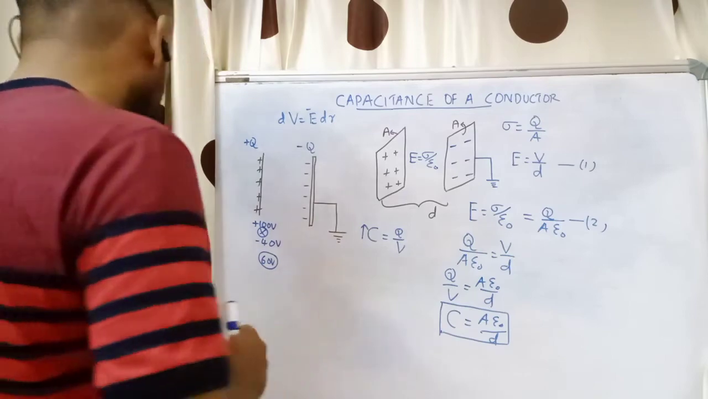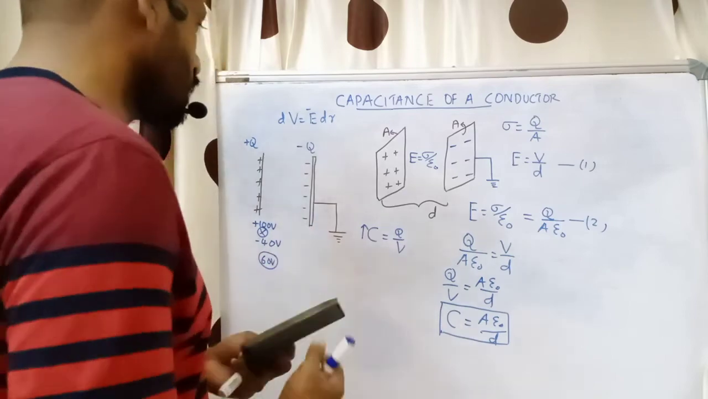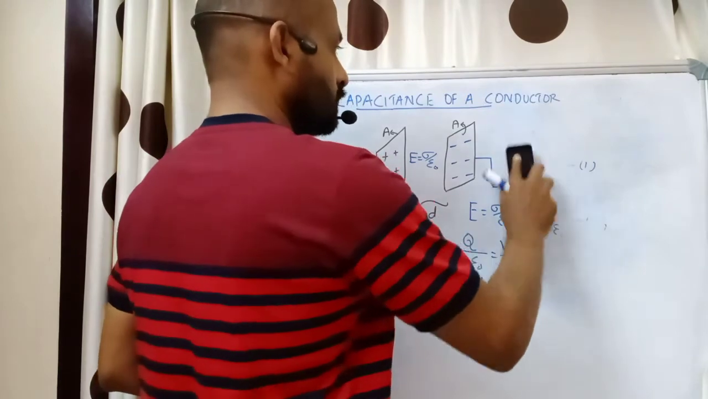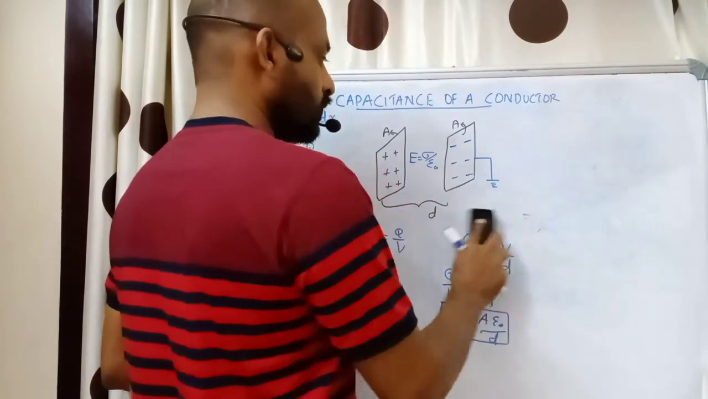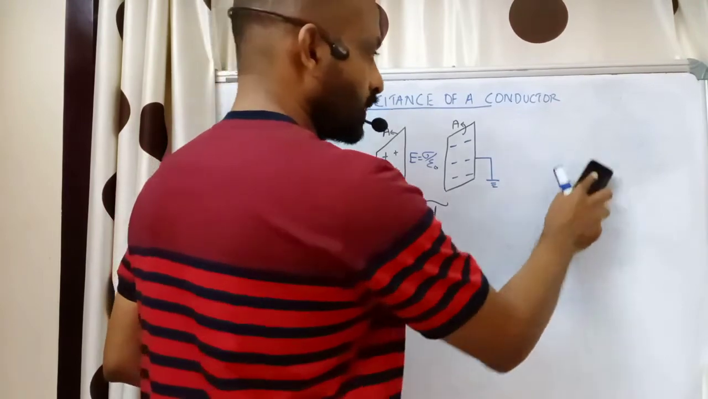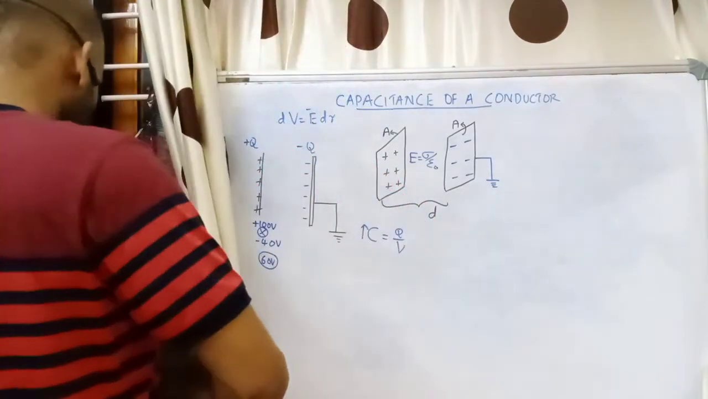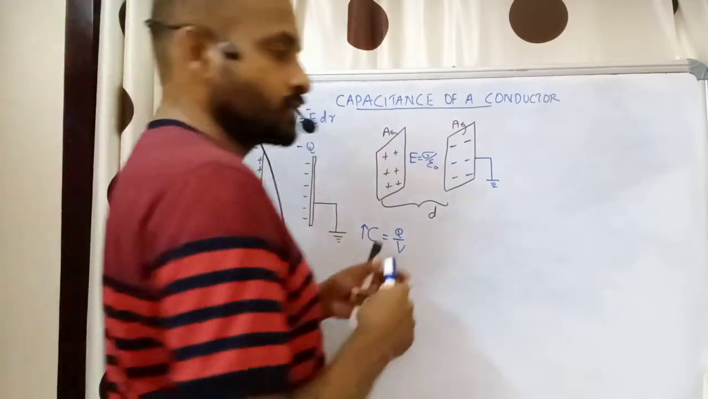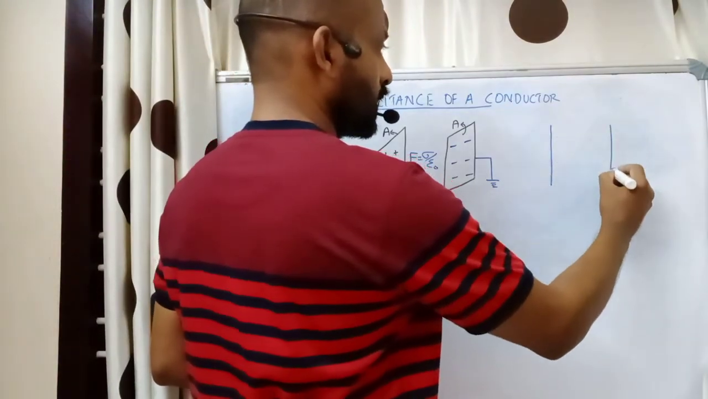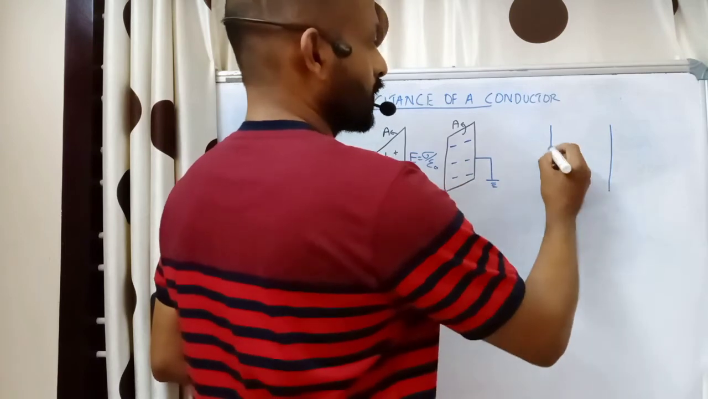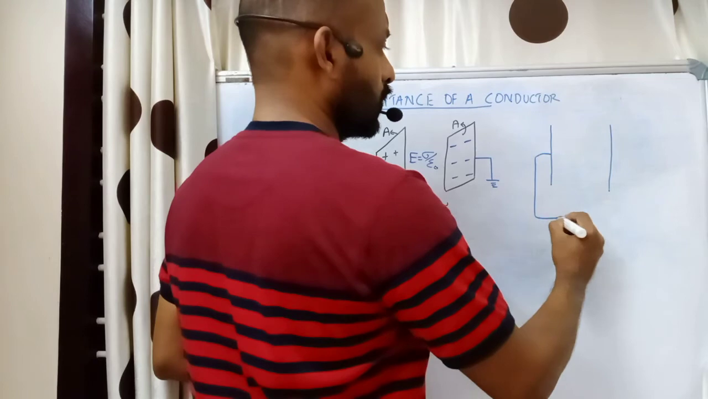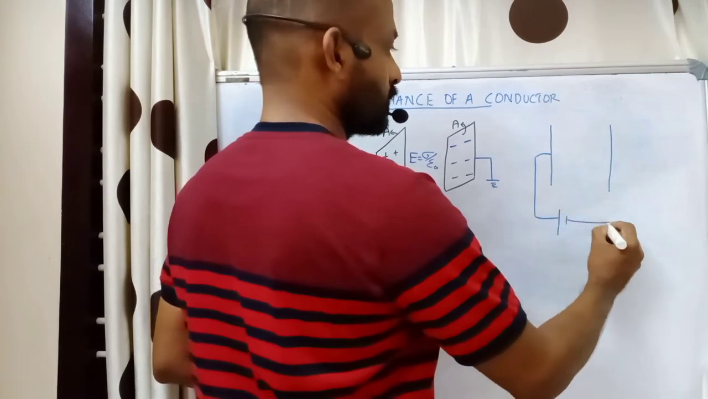Now we have one more small topic: what happens when we connect a capacitor to a battery? We'll see the diagram. We have a parallel plate capacitor. This is the positive plate and this is the negative plate. Initially it is uncharged. There is no charge in the capacitor. I am going to connect this to a battery.